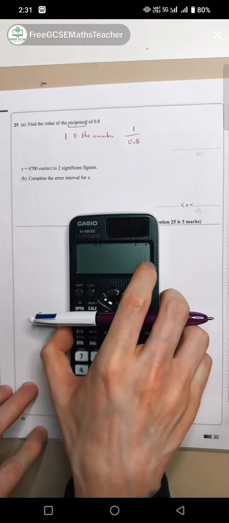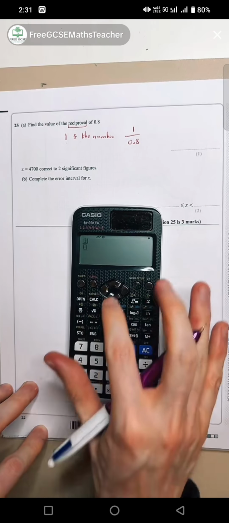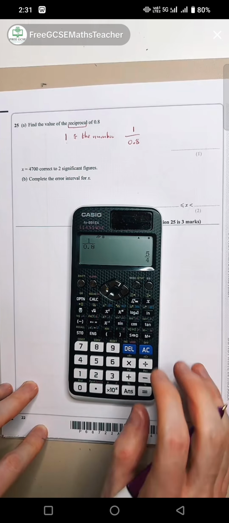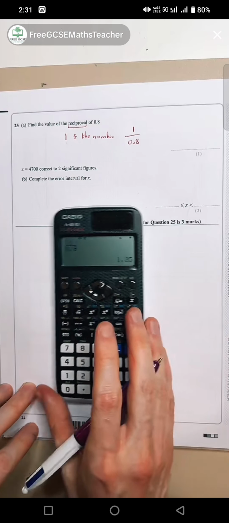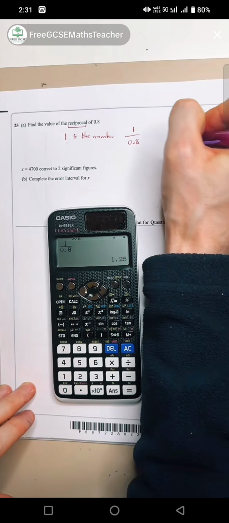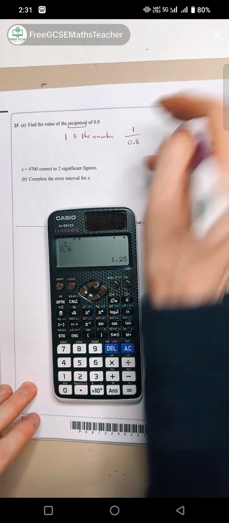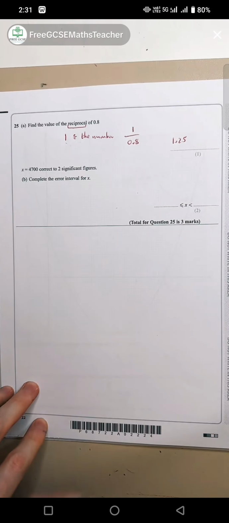Foundation and higher, so into your calculator, we can just type the fraction key, 1 divided by 0.8. Press equals, 5 over 4. You can write that, or 1.25. That's absolutely fine. So that's what reciprocal means. Reciprocal means 1 divided by the number.